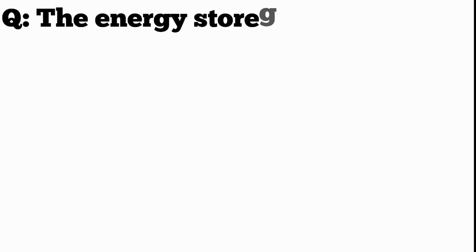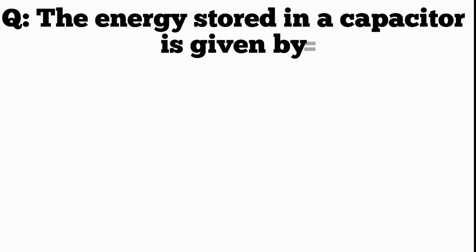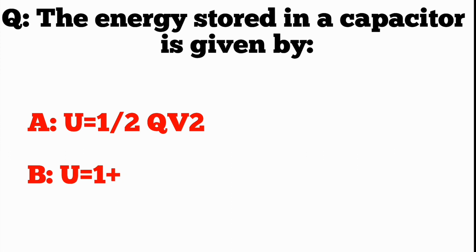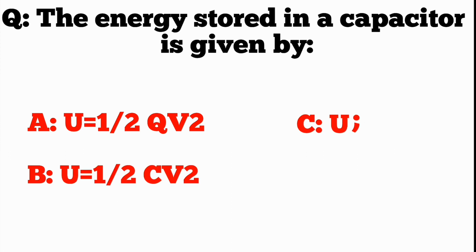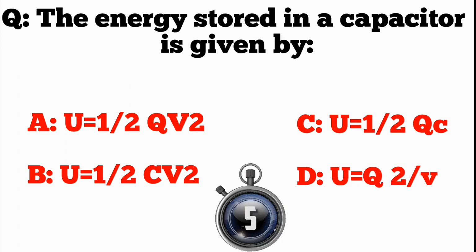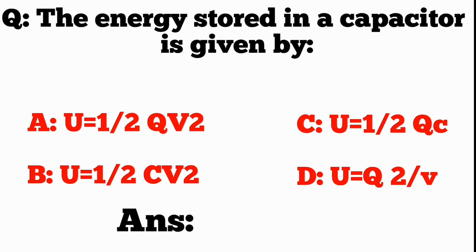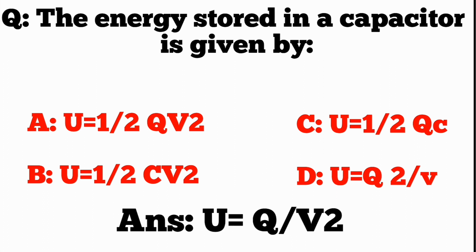Q. The energy stored in a capacitor is given by A. U equals 1/2 QV², B. U equals 1/2 CV², C. U equals 1/2 QC, D. U equals QV. Ans. U equals 1/2 CV².